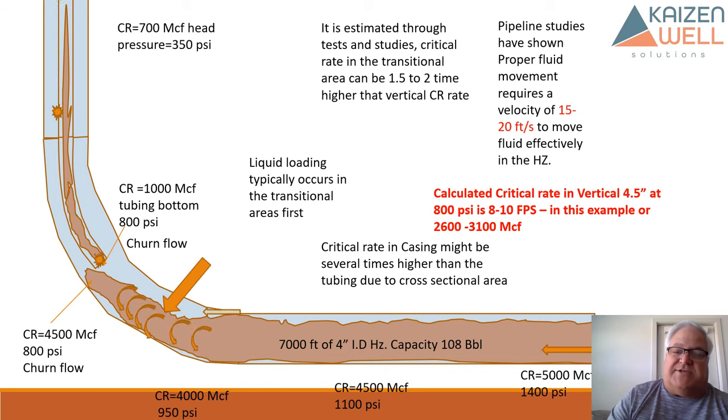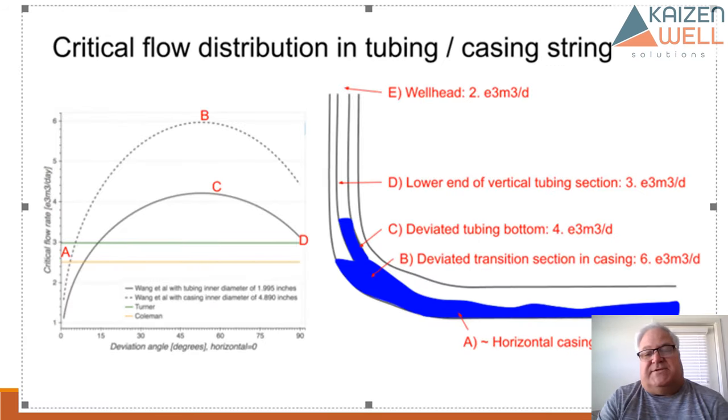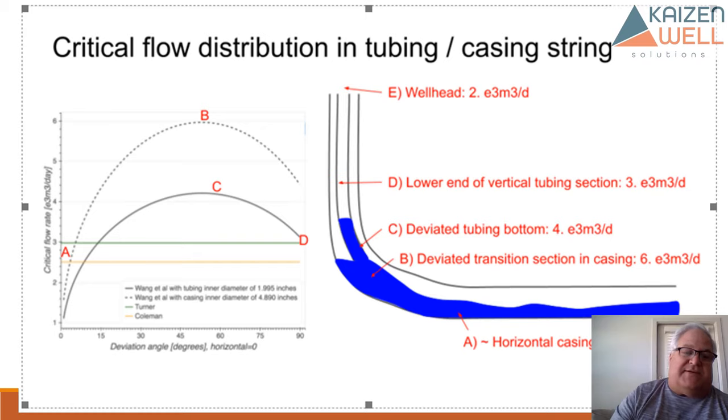You're getting separation, which is building up in the lower areas and the peak areas, the valleys of your horizontal section. Your critical flow distribution in the tubing and casing is just a representation of what it actually does to your critical rate. And you can see your flow rates as we come around the corner here, how they will increase. Here's an example.